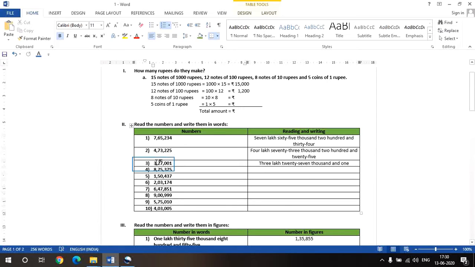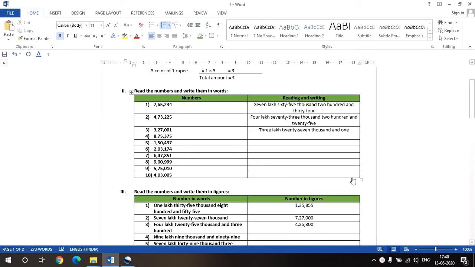4,73,225. The third question. Now 327001 is written as, now what is in the lakhs place? 3. Yeah, so 327001 is read as 3,27,001. Okay. Now remaining numbers you are going to solve by yourself.